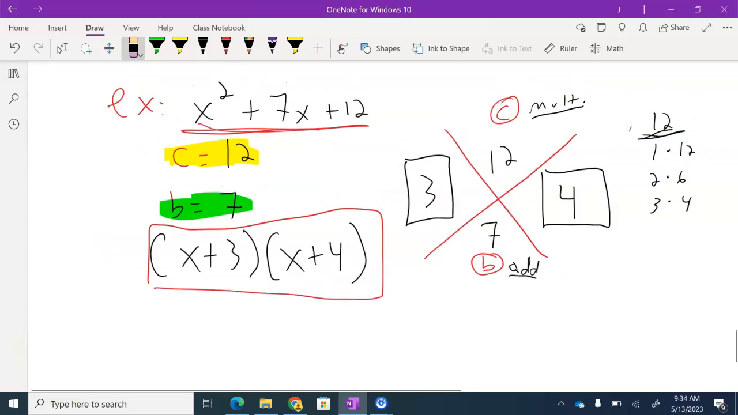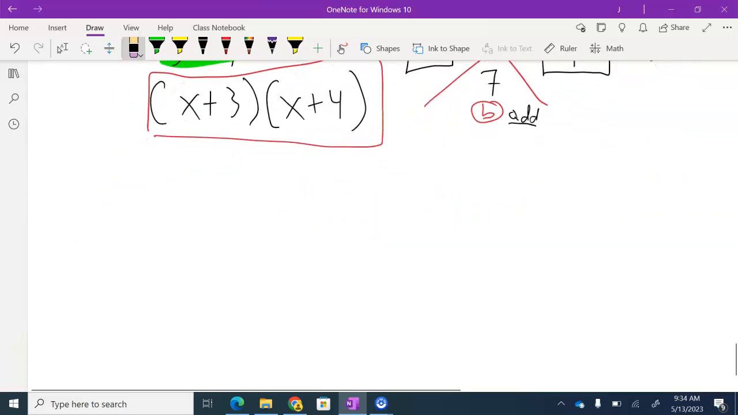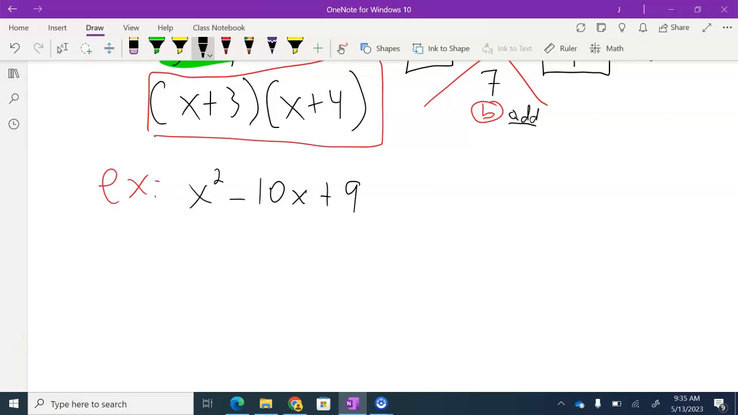Let's do one more problem as an example, and then I think you should be fine. So the next example is, let's say I have x squared minus 10x plus 9. All right, let's see what our C value is and our B value. Our C value is 9 and our B value is negative 10. So we have to figure out what makes these.